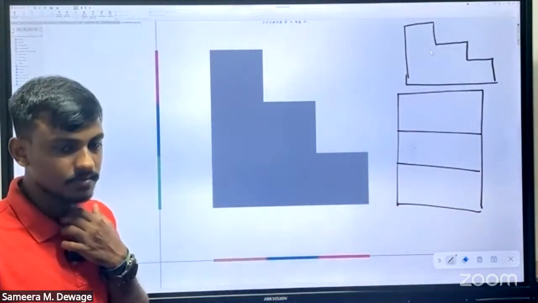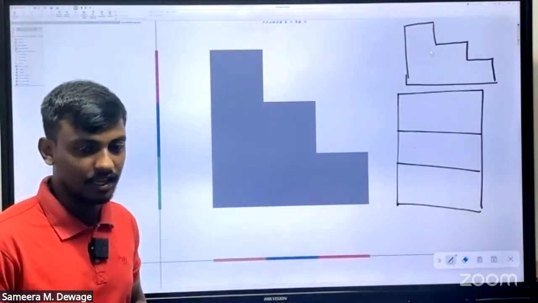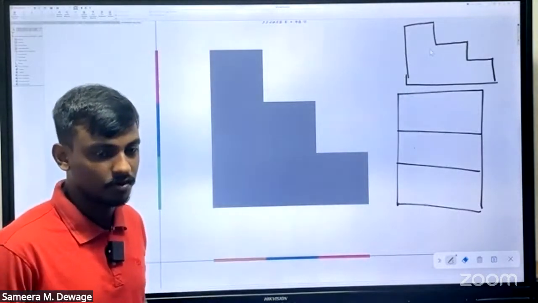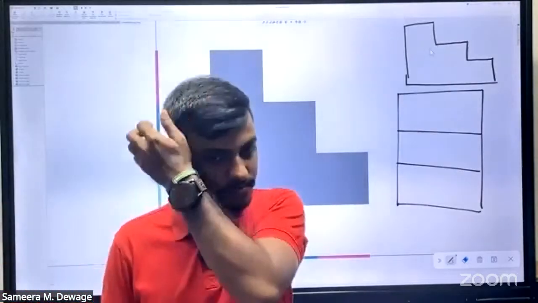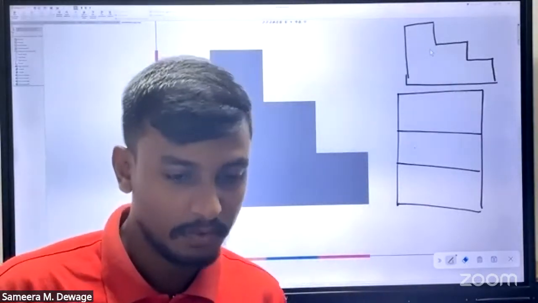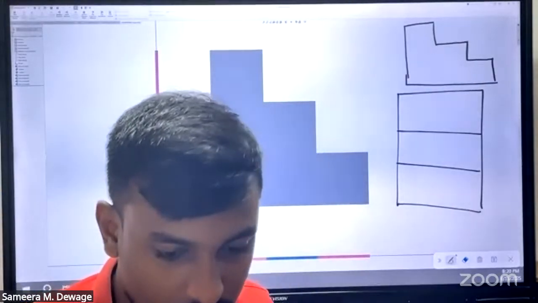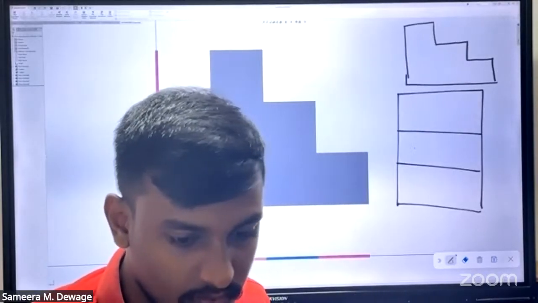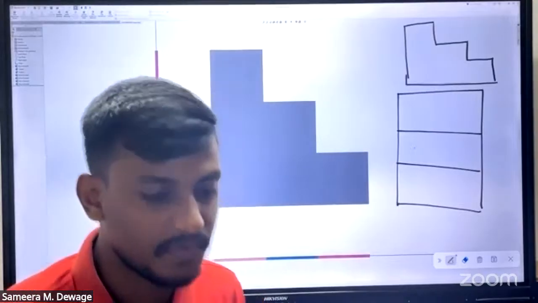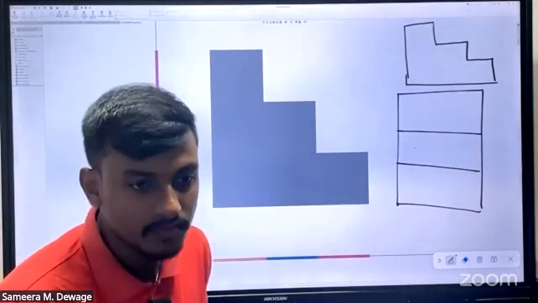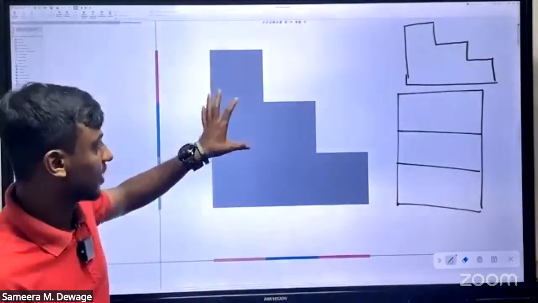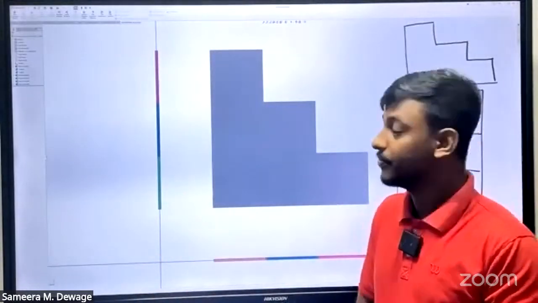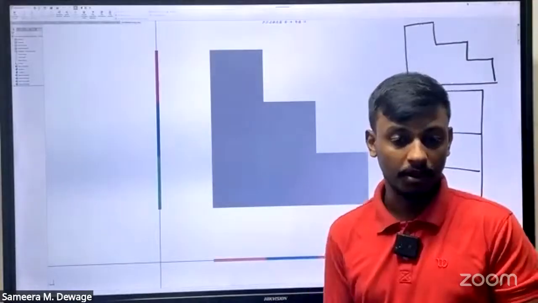Right. Am I correct? Understood? You see something like this, don't you? Yes. Can you give a quick response? All right, okay. So if you look at the object from the left side, you can observe this kind of image, right?